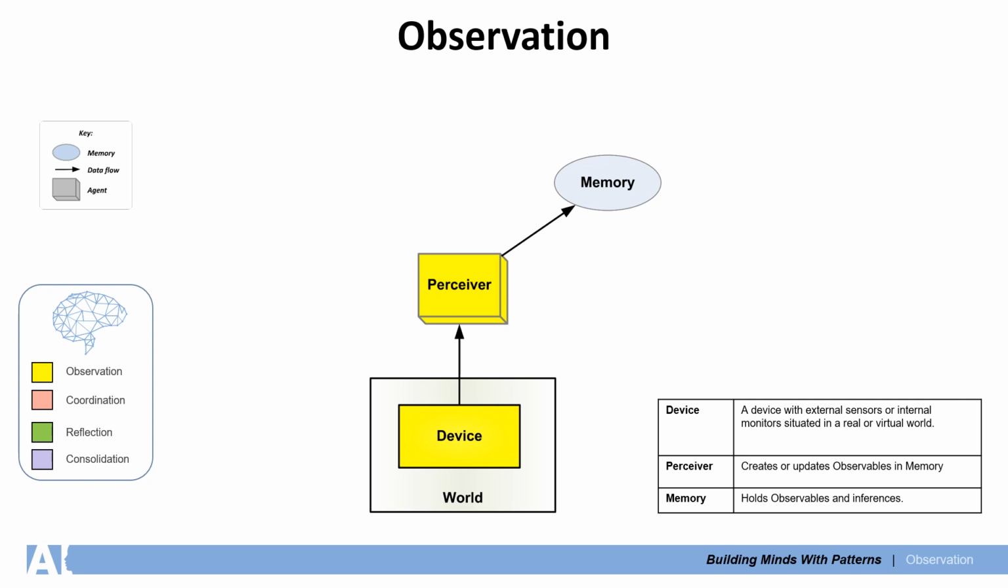In the observation pattern, observables emanate from a device situated in a real world or a virtual world. A perceiver element creates or updates the observables in memory, and the memory is designed to hold the observables and inferences based on the observables.